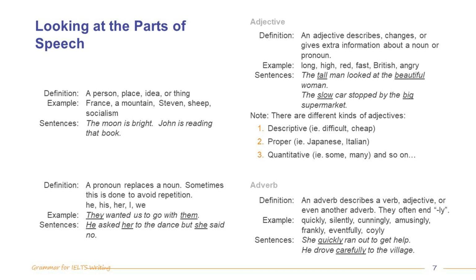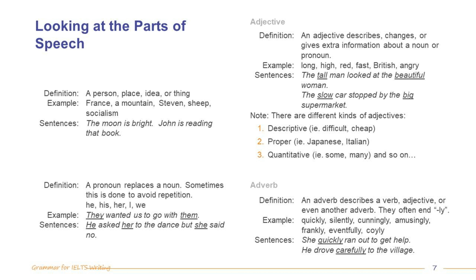Adjective. An adjective describes, changes, or gives extra information about a noun or pronoun. Some adjectives are long, high, red, fast, British, angry. For example, the tall man looked at the beautiful woman. The slow car stopped by the big supermarket. Now we have different kinds of adjectives. For example, descriptive, like difficult or cheap. Proper, such as Japanese, Italian. Quantitative, such as some or many. There are many other kinds of adjectives.